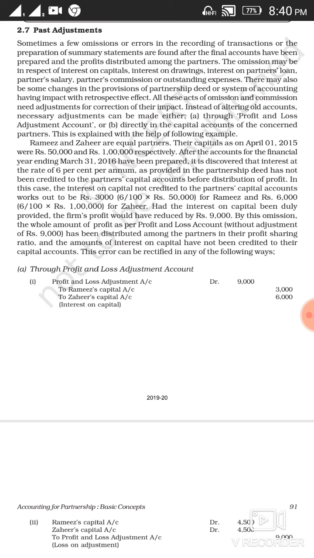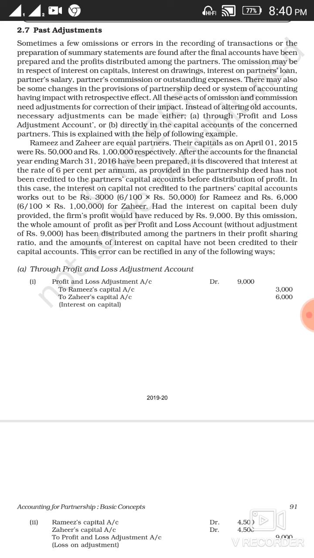Or there may be some changes in the provisions of the partnership deed or systems of accounting having impact with retrospective effect. So if after the preparation of the final accounts it is discovered that these kinds of errors or omissions have been made in the books of account, for that purpose we do past adjustments or adjustment entries. As the name suggests, past adjustment means we are going to adjust what has been done wrong in the past.